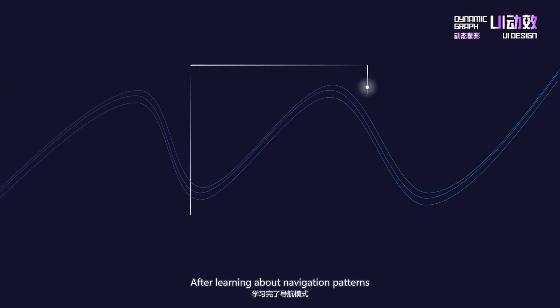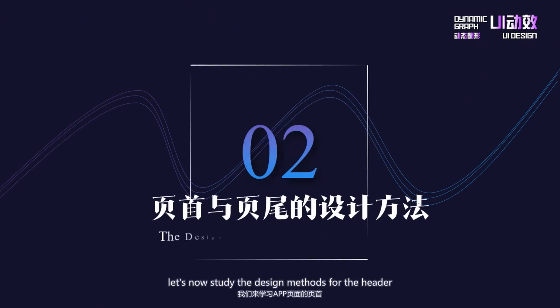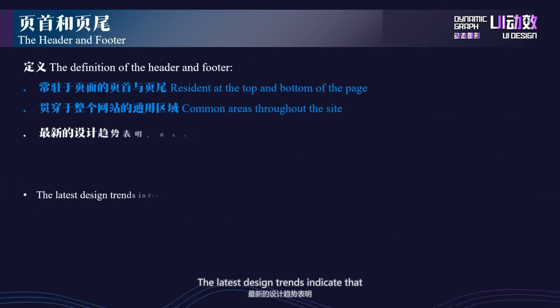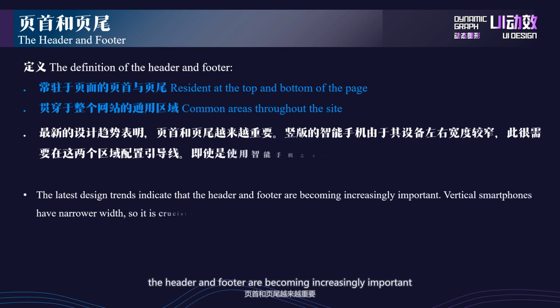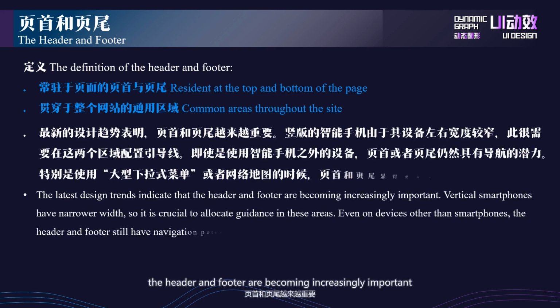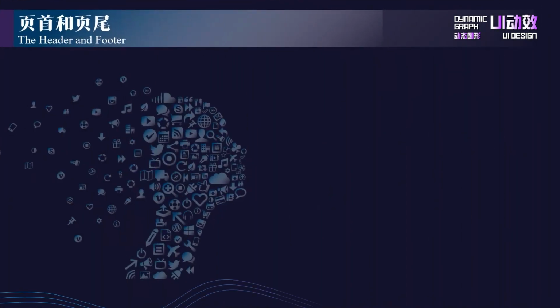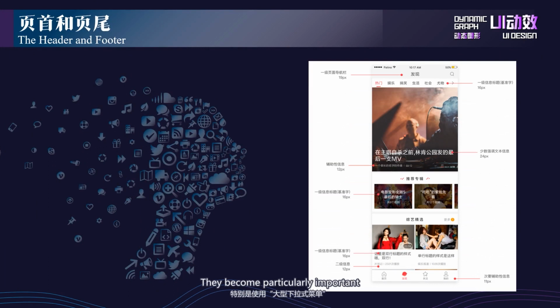After learning about navigation patterns, let's now study the design methods for the header and footer of the app's pages. The latest design trends indicate that the header and footer are becoming increasingly important. Vertical smartphones have narrower width, so it is crucial to allocate guidance in these areas. Even on devices other than smartphones, the header and footer still have navigation potential. They become particularly important when using mega drop-down menus or web apps.